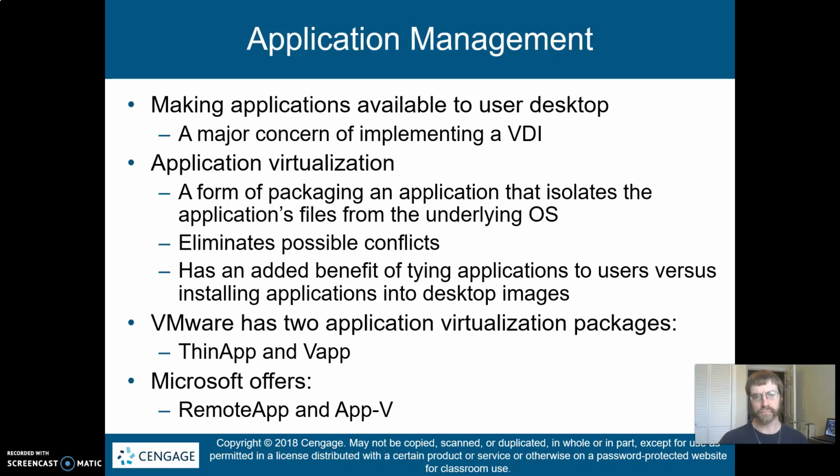We can provide application virtualization just as we can apply platform virtualization. This allows you to package an application, isolate it from the OS, basically applying virtualization up one more stage. So you can tie your apps to your users. You can deploy the app to the user, to the desktop, without actually having to build the app into the desktop. VMware has two different ways to do this: vApp and ThinApp. Microsoft offers us RemoteApp and App-V.